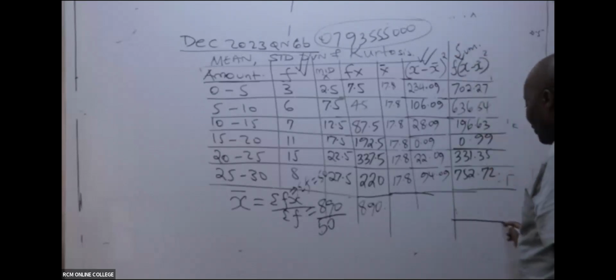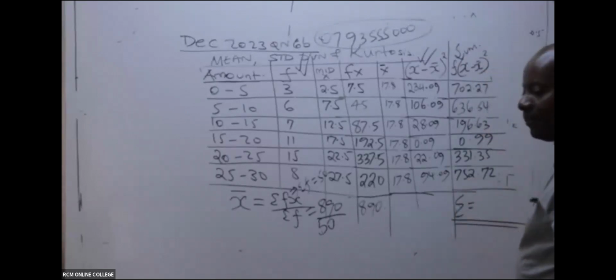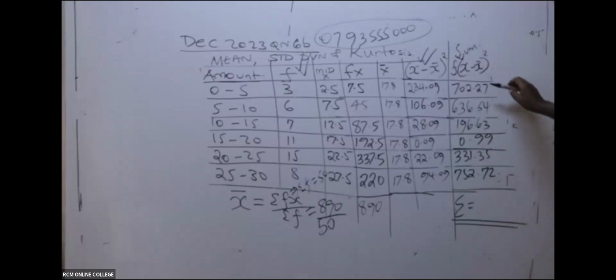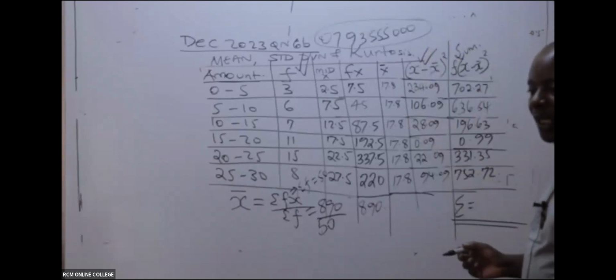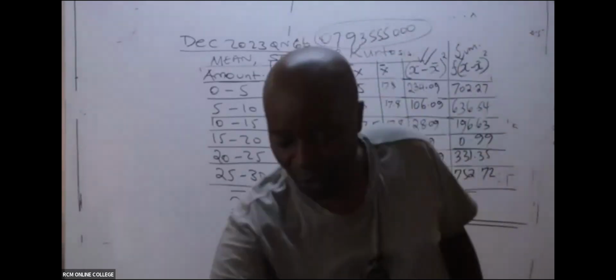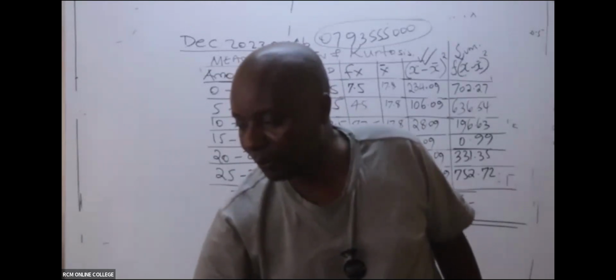Is there somebody who will be able to give us this sum? You start from the beginning, top here: 702.27 plus 636.54 plus 196.63 plus 0.99 plus 331.35 plus summation from... Rigathi is giving us a figure of 26.